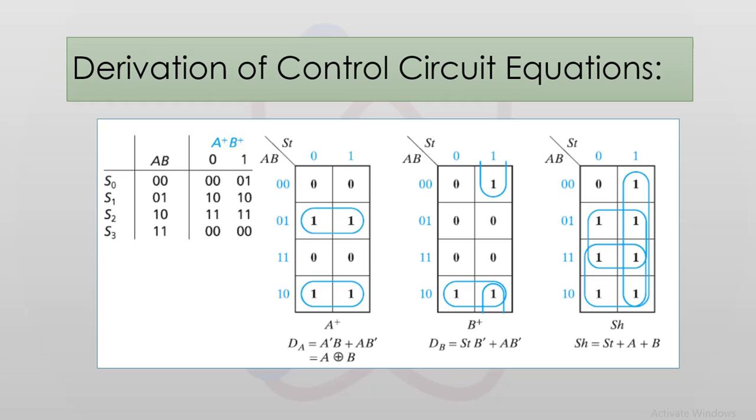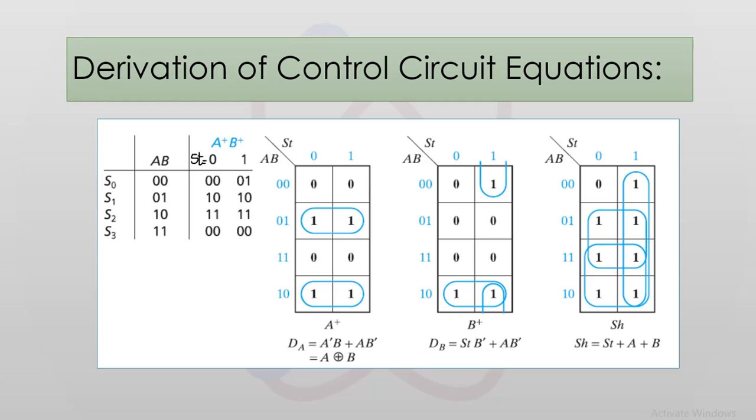Now, how do we map the variables onto the Karnaugh map? For that, we need to consider 3 different parameters, that is A, B and ST. ST corresponds to the start signal. So I will have to look into A, B and ST because this parameter corresponds to the start signal when ST is equal to 0 and then ST is equal to 1.